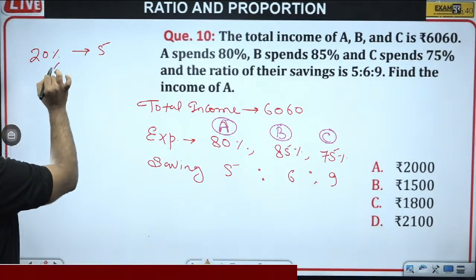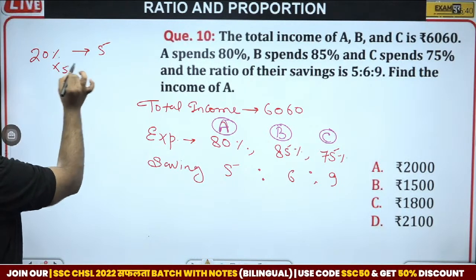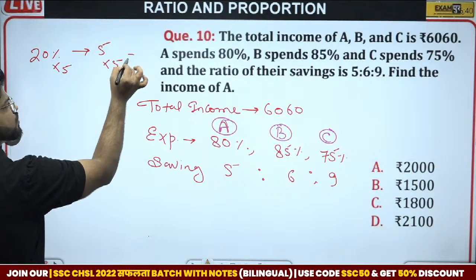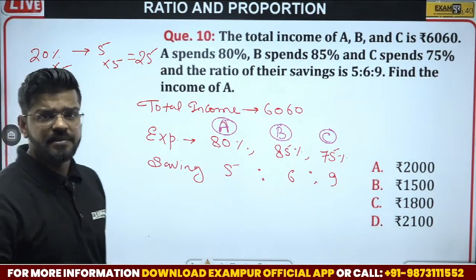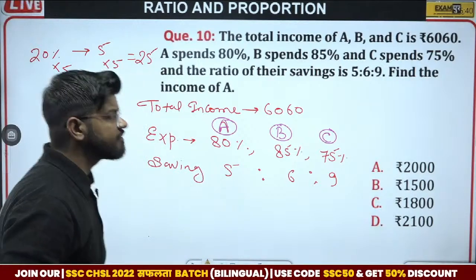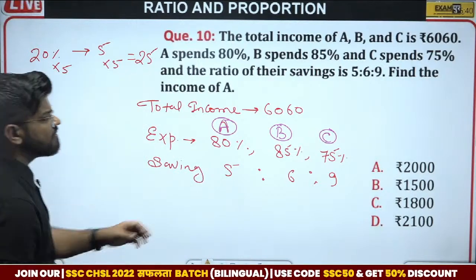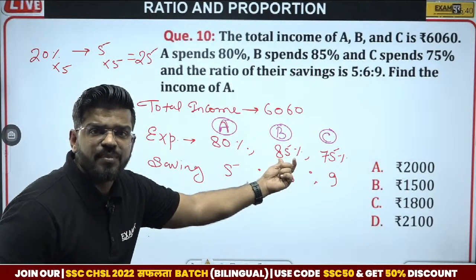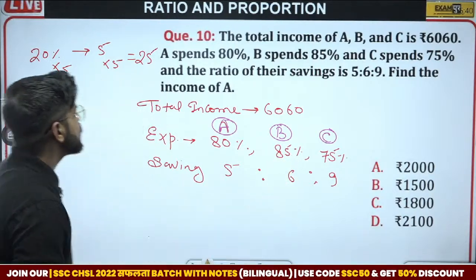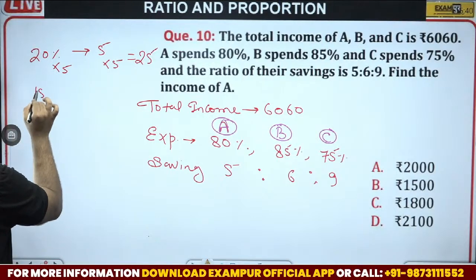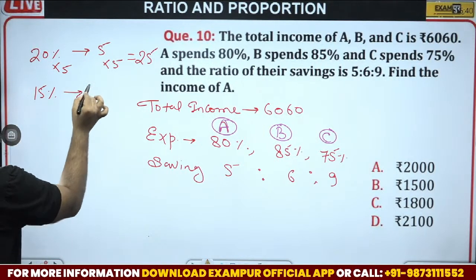So to make it 100%, what do we have to do? Just multiply both sides by 5. So it will be 25. Yes or no? Clear? What is it? 25. Very good. So now again we have 85% of expenditure. That means 15% saving, and 15% will be equal to, yes, very good, 6. 15% is equal to 6.